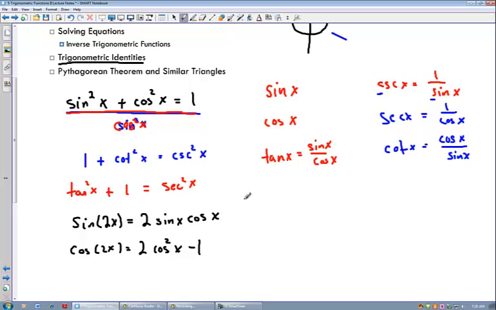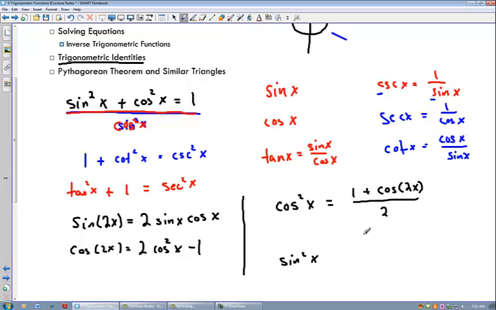Now you might not have seen these next two, and these are real important, especially when you start to do integrals, and if you're going on to Calc 2, you'll use these quite often. So if you have cosine squared of x or sine squared of x, you can rewrite cosine squared x as 1 plus cosine of 2x all divided by 2. And sine squared x is basically the same, but instead of plus, you're going to put a minus. So 1 minus cosine of 2x divided by 2.